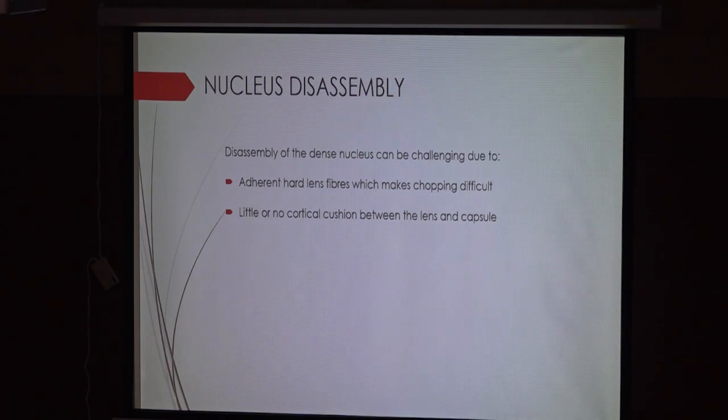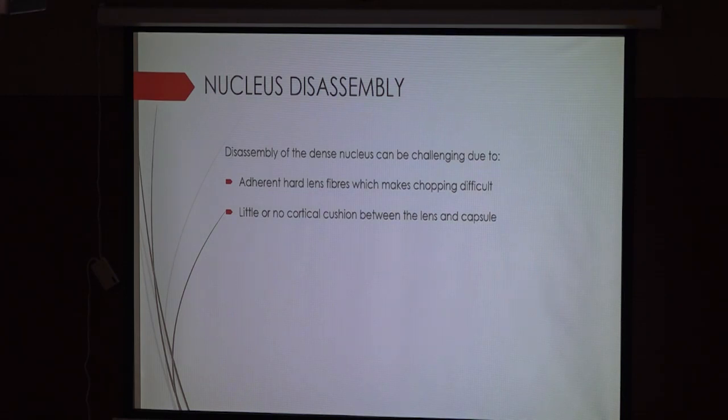Then another most important part of surgery after capsular rhexis is your nucleus management. So what are the challenges in a hard cataract patient? It's the adherent lens fibers, and there is hardly any space within the nucleus. It's a dense cataract, so you are not able to put chopper anywhere. So that creates problem. And there is no cushion.